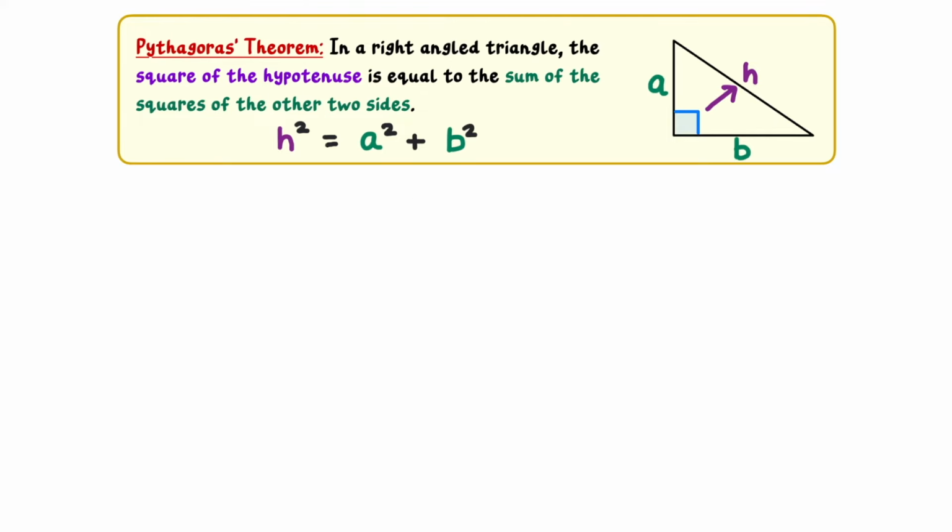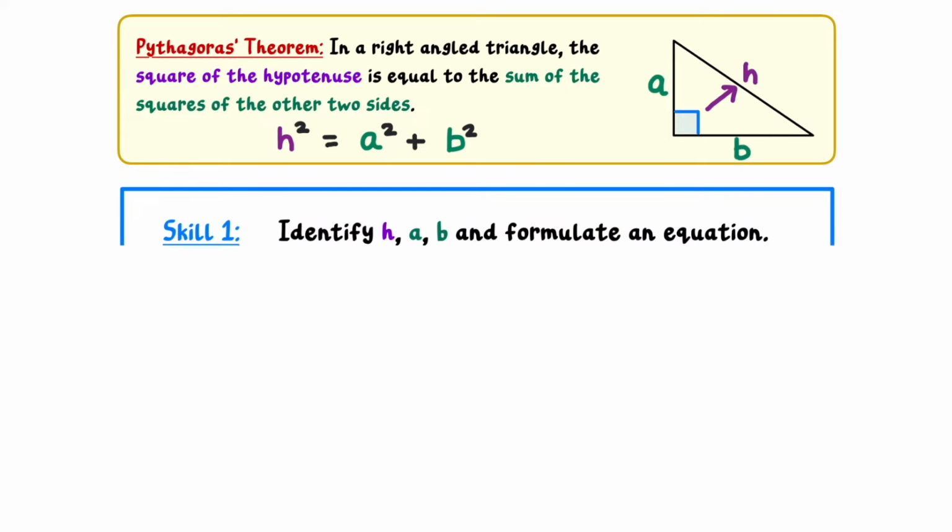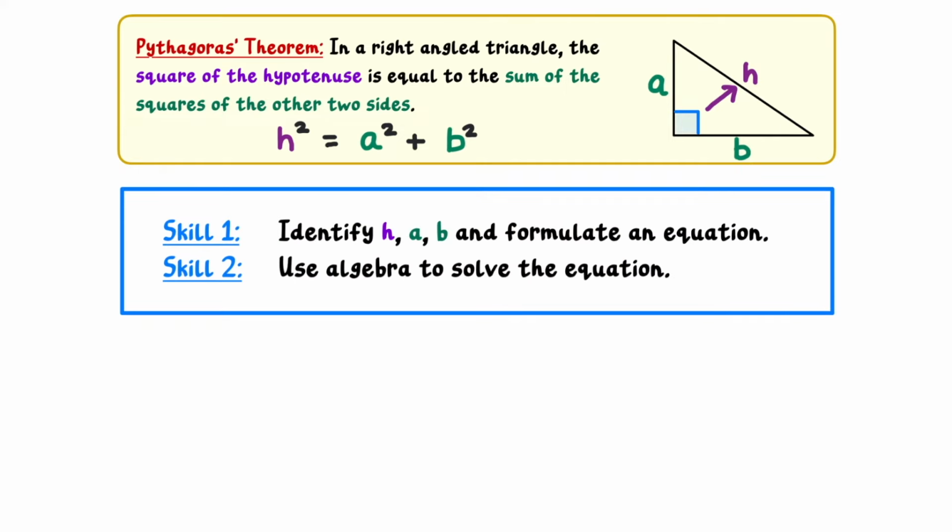To summarise, there's two key skills required to apply Pythagoras' theorem. Skill 1 is to look at the triangle, correctly identify the values of h, a, and b, and then use these values to create a mathematical equation. Skill 2 is to use your knowledge of algebra to solve the resulting equation.